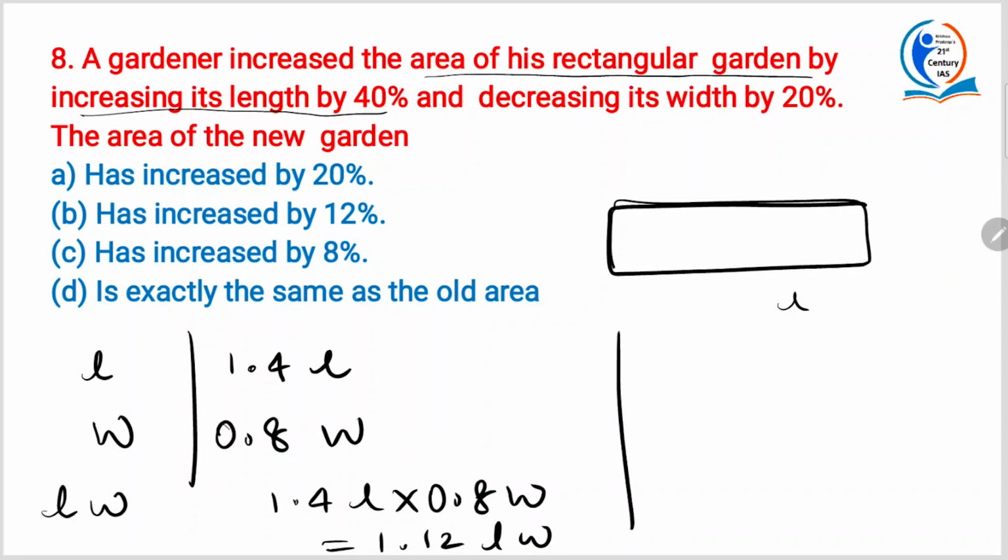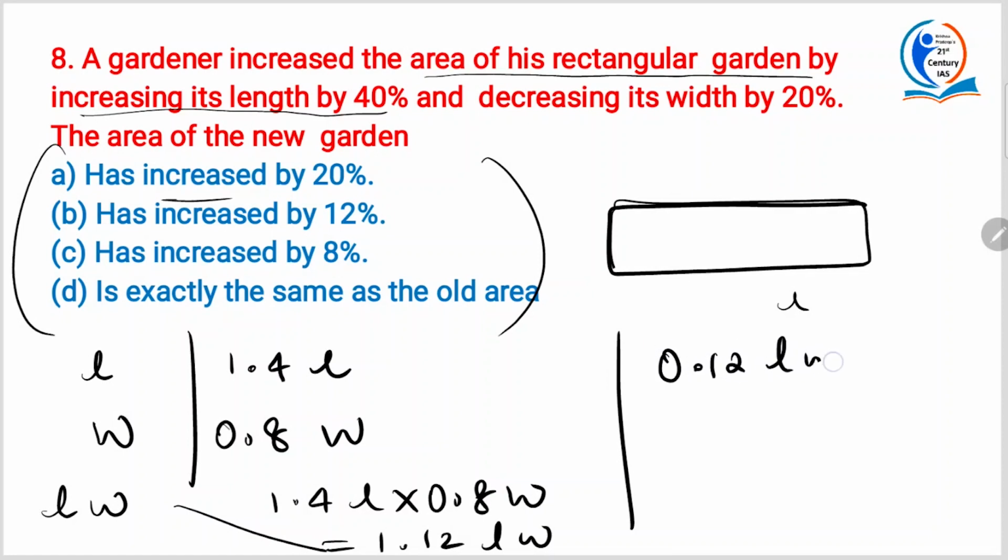Now he's asking, observe the options. The area increase or area decrease, whatever it is. Okay. So what is the difference between the new area and old area? It is 0.12 LW. Alright. Which means the area increased by 12%.